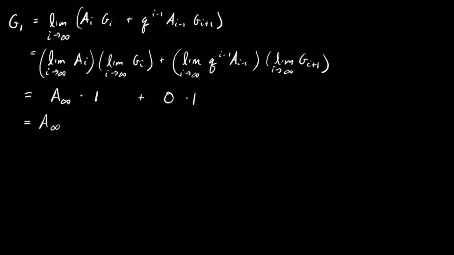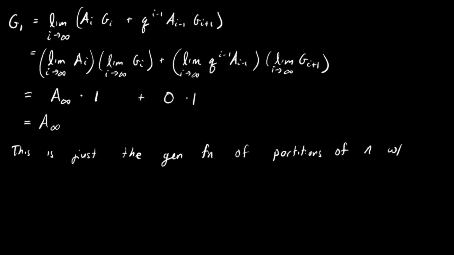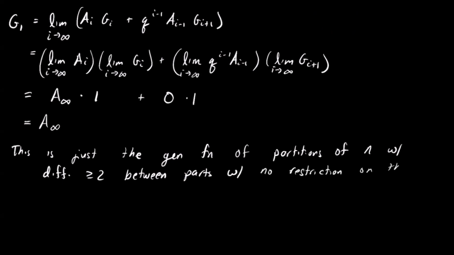Well, A sub infinity, this is just the generating function of partitions of n with difference 2 between the parts, so with difference greater than or equal to 2 between parts. And now I no longer have a restriction on the size of the parts. So with no restriction on the size of the parts.